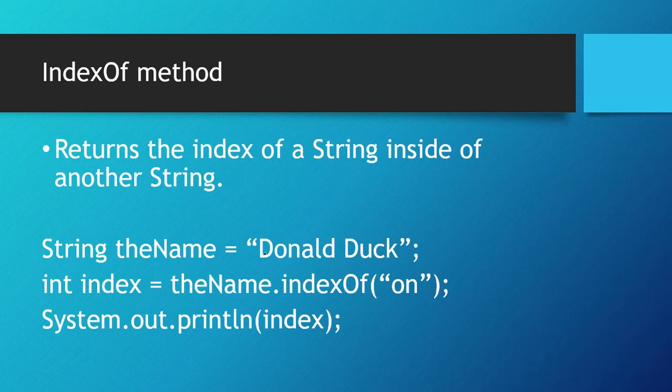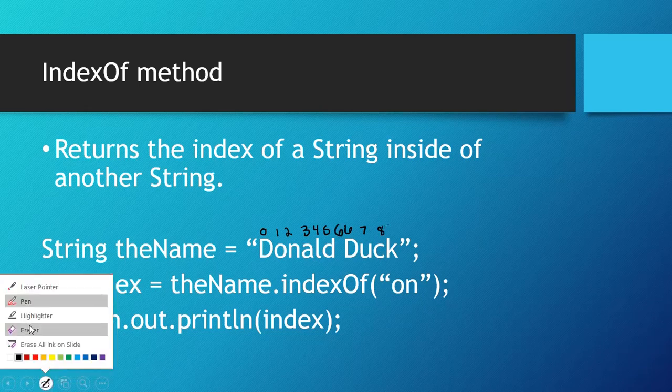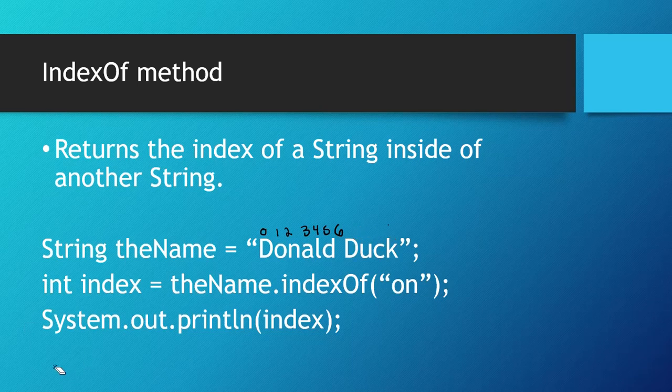So again, remember we start at 0. I'm going to label all my letters here: 1, 2, 3, 4, 5, 6, 7, 8. Whoops, I missed the space. That would not have been good. 7, 8, 9, and 10. So Donald Duck has length 11, but the last index is 10. And we want to know, when does "on" show up? Well, "on" shows up at index 1. So index would have a value of 1 when I print it out.